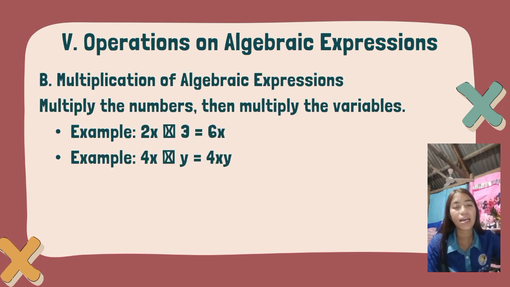So multiply the numbers, then multiply the variable. So atong i-multiply po ang variable if multiplication na ta. So i-multiply nato ang number, ato pong i-multiply ang variable. So like for example here, kaning 2x times 3 equals, of course, wala man siya lain nga variable. So ang ato nang i-multiply diri is ang number na. So 2 times 3. That would be 6x.